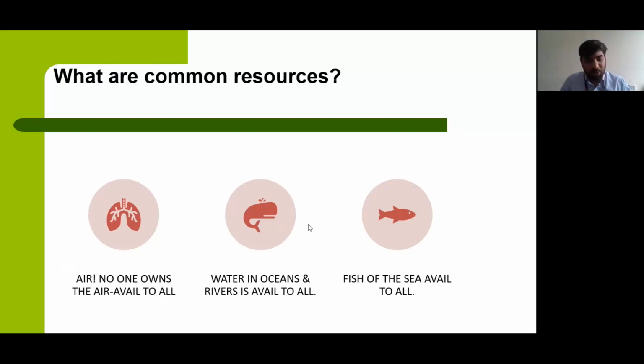Air, no one owns, but it is available to all of us, and we utilize it for breathing and to extract oxygen, nitrogen from it, and for other purposes as well. Water in the oceans and the rivers is also available to all of us, and no one has right over them, but we exploit it for our private gain. Also, fish in the sea, which is also available to all of us and to humanity, and we exploit those resources for our private gain to feed human beings and to feed other animals.